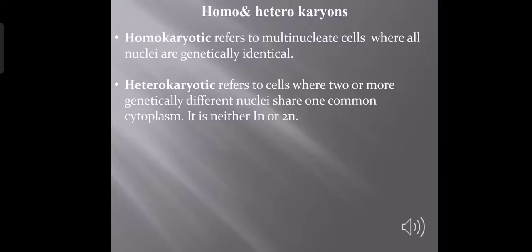Homokaryotes and heterokaryotes. Homokaryotic refers to multinucleate cells where all nuclei are genetically identical. Heterokaryotic refers to cells with two or more genetically different nuclei that share only one common cytoplasm. It is neither 1n nor 2n.